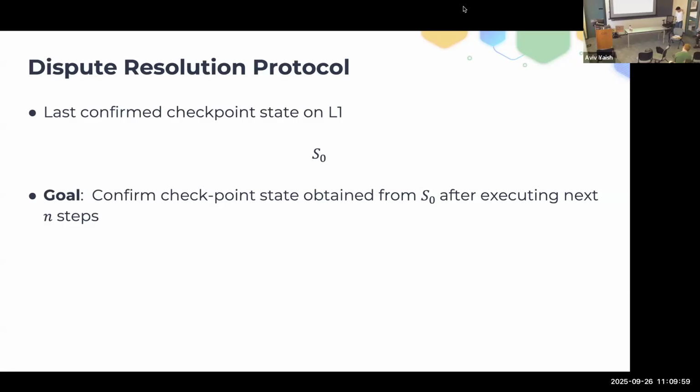To build a language for this talk, let us assume that the last confirmed state on the L1 is called S0, and the goal of the dispute resolution protocol is to confirm the checkpoint state obtained from this state S0 after executing the next n steps. The execution is deterministic. Assuming that we already know what transactions are there, and that they are correct, Sn is completely deterministic from S0.